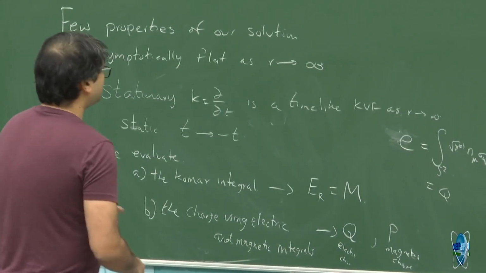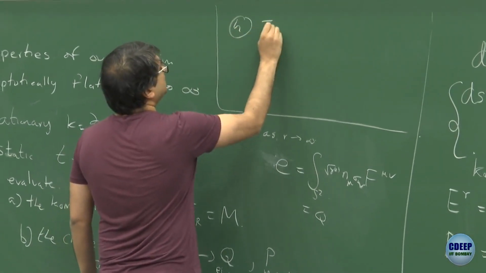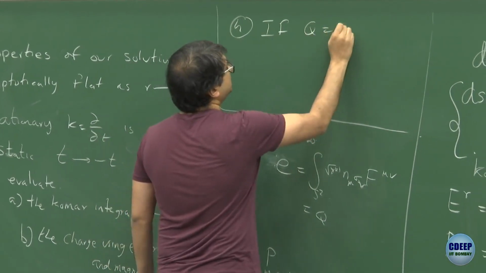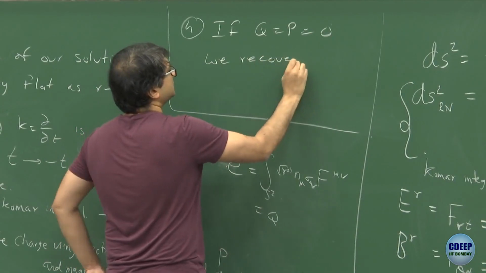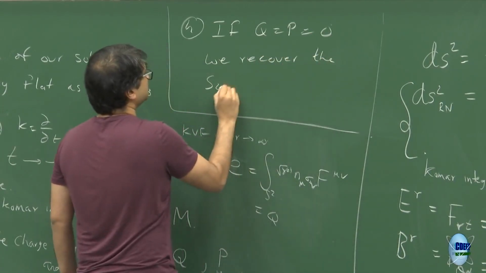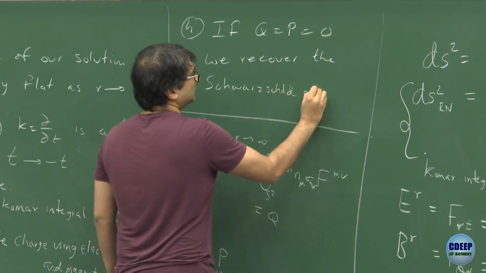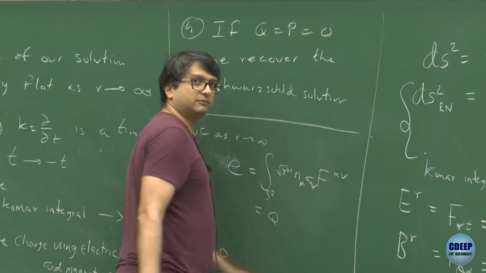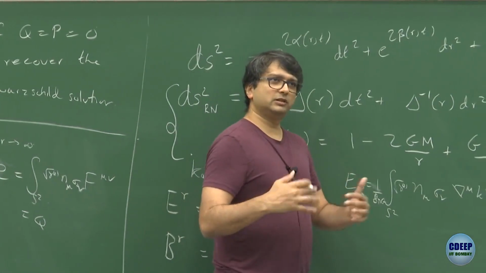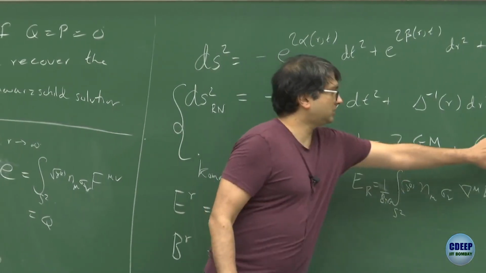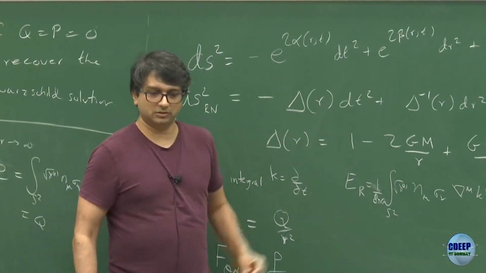And the fourth property, which I'll write down over here, is that if I set Q equal to P equal to 0, then we recover the Schwarzschild solution. Which is good because that's what we'd expect, right? If we turn off the electric and magnetic fields, you just had rotational symmetry, and we know that there is a unique solution, which is the Schwarzschild solution. So if I set Q equal to P equal to 0, delta just becomes 1 minus 2GM by r, and I get the Schwarzschild solution.